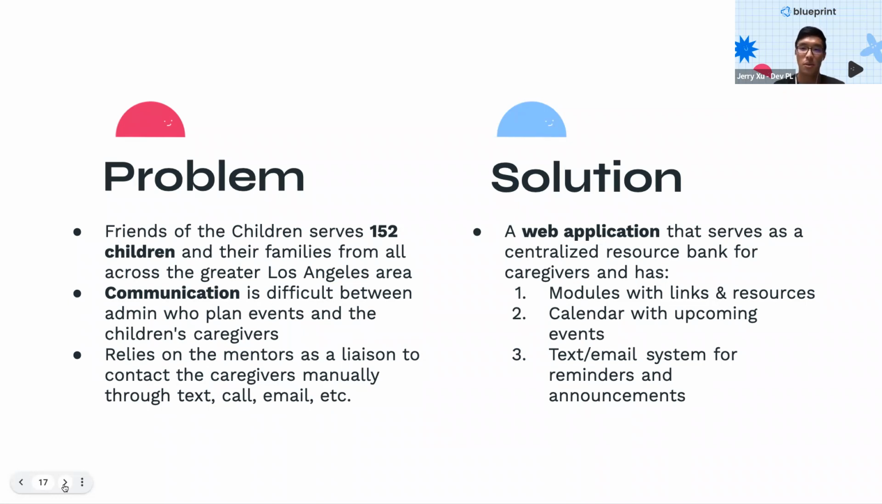So our solution and what we plan to build is a web application that serves as a centralized resource bank. In this resource bank, caregivers can access modules with links and resources that they can click on for more details and for just useful information to know. Another thing is a calendar with upcoming events, so that if they have get-togethers with their mentors, they know that it's coming up. And last but not least, a text and email system for reminders and announcements. If they don't have text, we can incorporate email into it. If they don't have email, we can incorporate text, and they can all do it under one centralized web application.